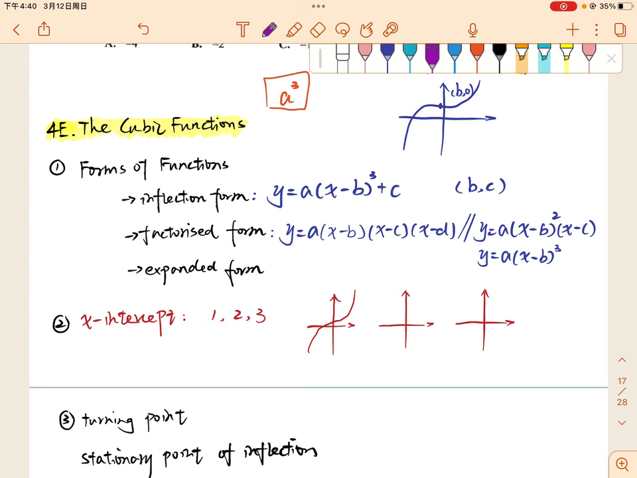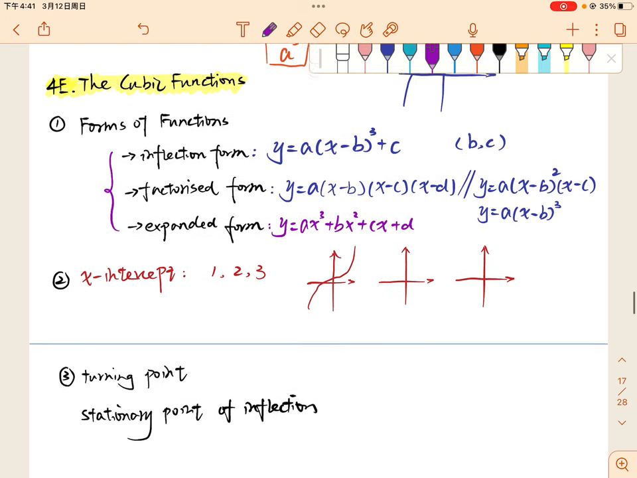And lastly, we have the expanded form, which is the case that you would see in 4C and 4D, y equals a times x cubed plus b times x squared plus c times x plus d. Okay, so these are the 3 forms of the function.